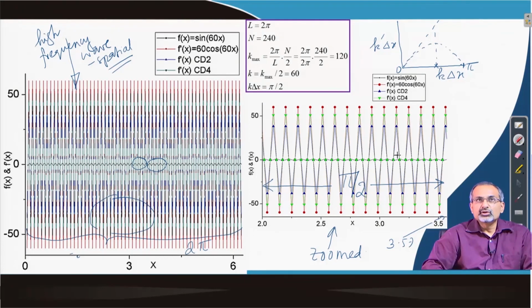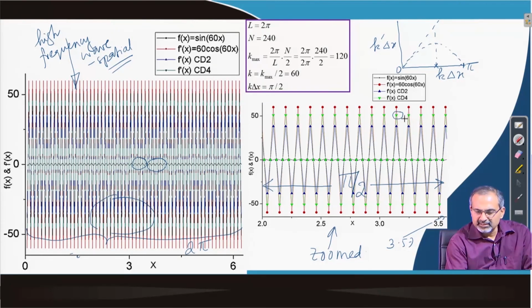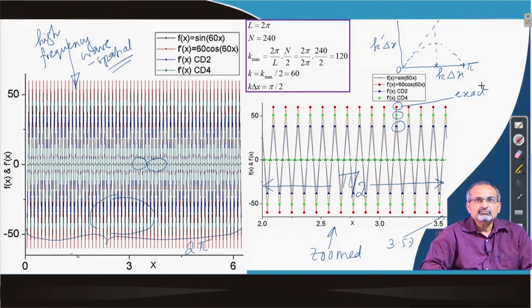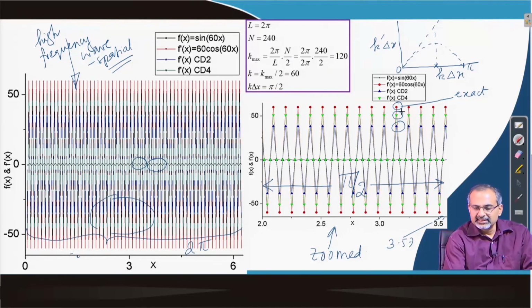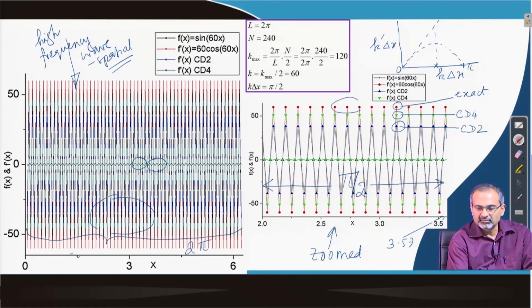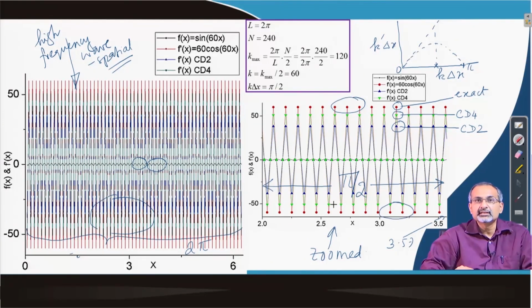And the more important thing to note is that the schemes, both CD 4 and CD 2, are now deviating off from the exact values. The red is the exact value, while the discrete schemes are now wavering off from the exact values. You can clearly see that the green dots are closer to the peak values than the blue dots, which is expected, which means CD 4 is still doing superior to CD 2, though it is increasingly falling off from the exact value. It happens on both the crests and the troughs, as we mentioned earlier.